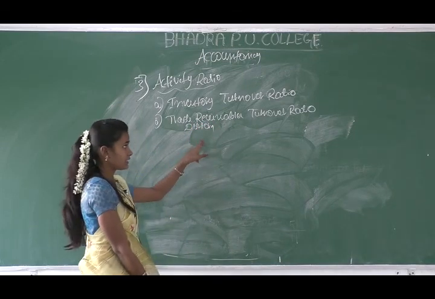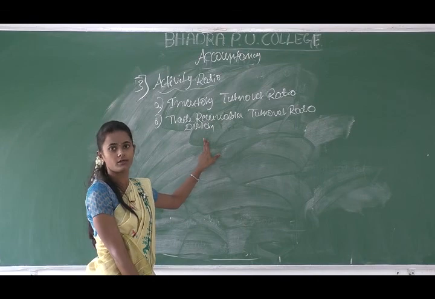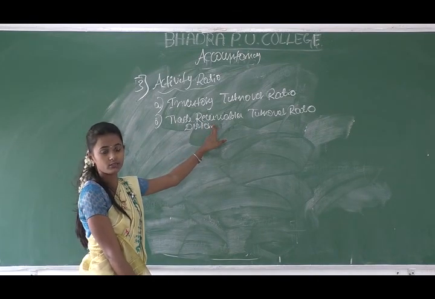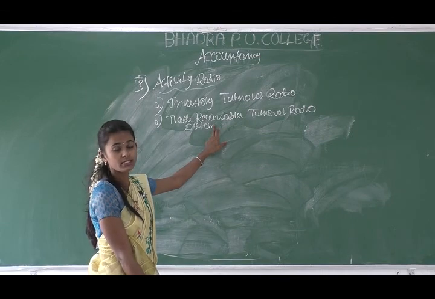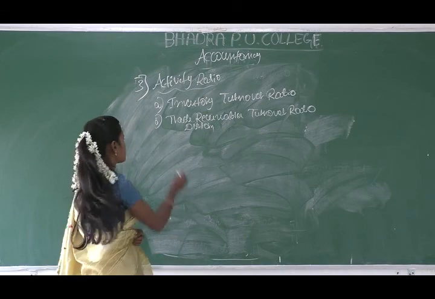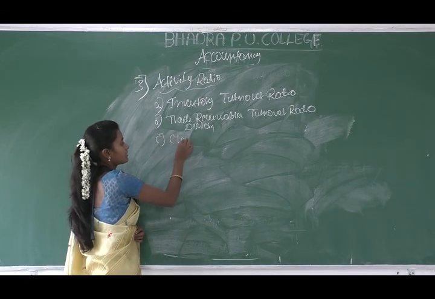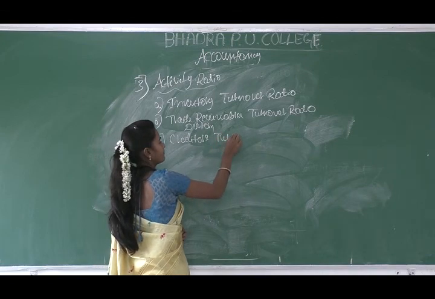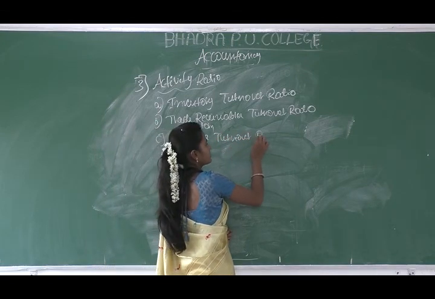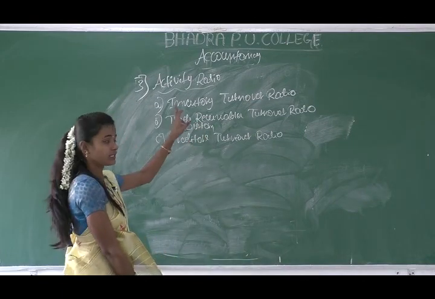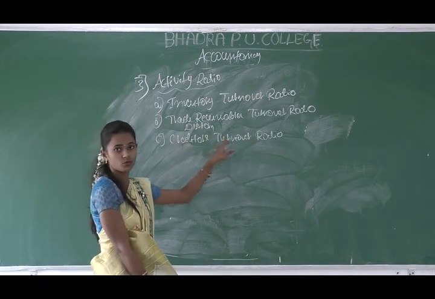So the second one is the debtors turnover ratio. This debtors turnover ratio is also called the trade receivables ratio and also the accounts receivable turnover ratio. And the third one is the creditors turnover ratio. So the third type of activity ratio is the creditors turnover ratio.